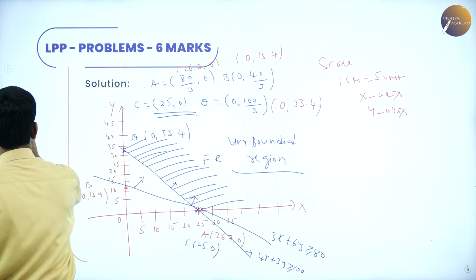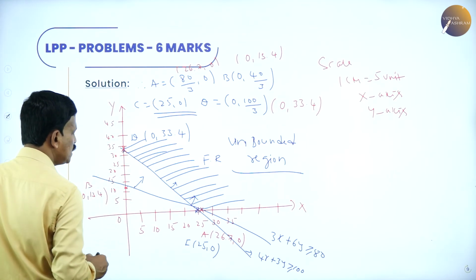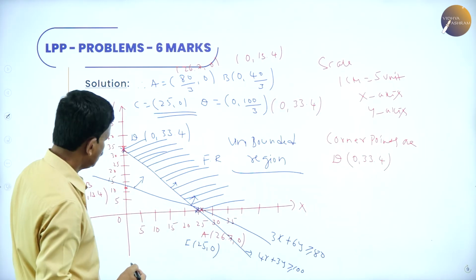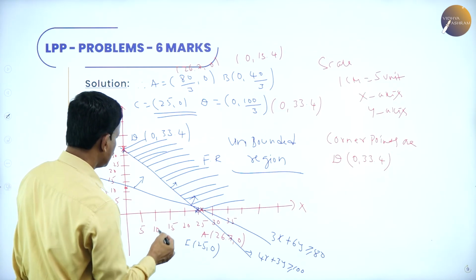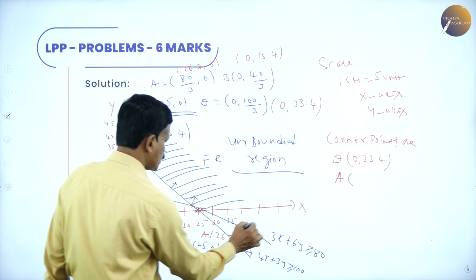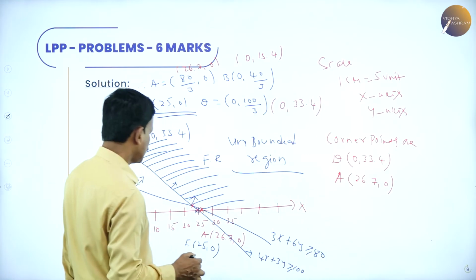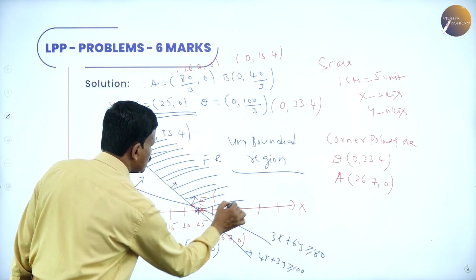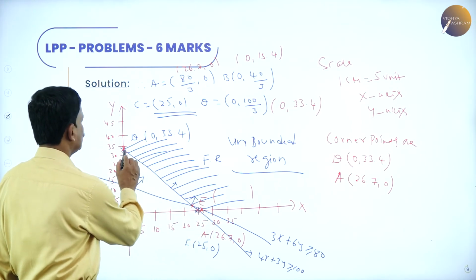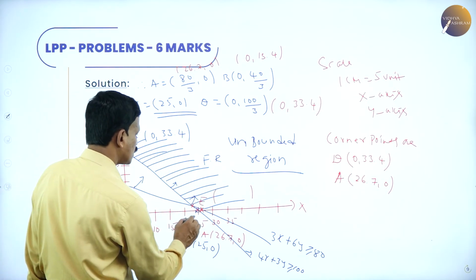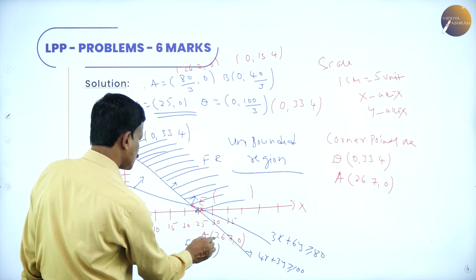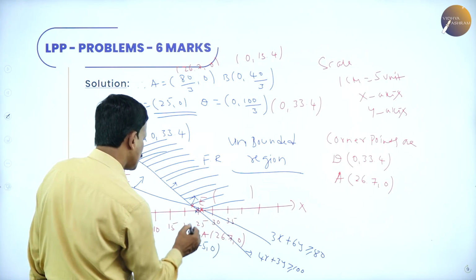Now, what are the corner points? These are the corner points. One corner point is D, 0 comma 33.4. Another corner point is A, which is 26.7 comma 0. And at this point, let us call it E. What is E we are going to get?